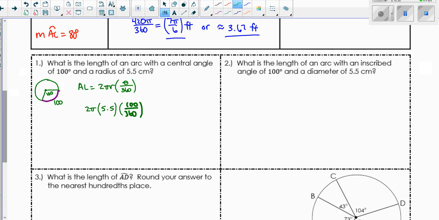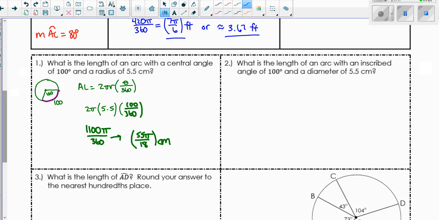Alright, I'm going to find the exact answer for this. So in my calculator, I'm going to do 2 times 5.5 times 100, which gives me 1100 pi out of 360. I'm going to let my calculator simplify that for me. So I'm going to just divide 1100 by 360, and then change that back into a fraction, and I get that my arc length is 55 pi over 18, don't forget your pi, and that would be centimeters. And that's your answer.